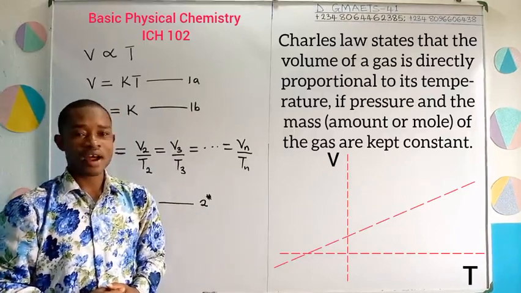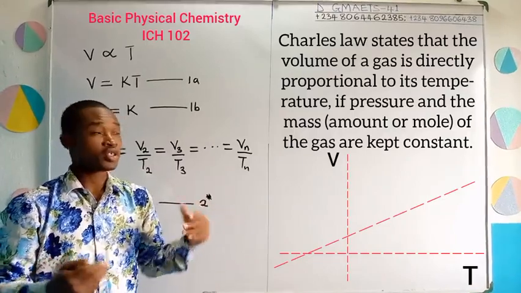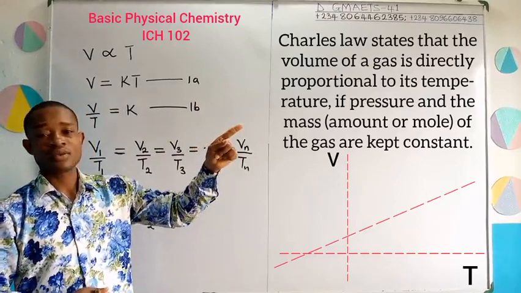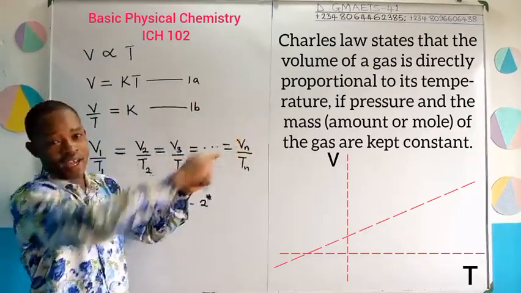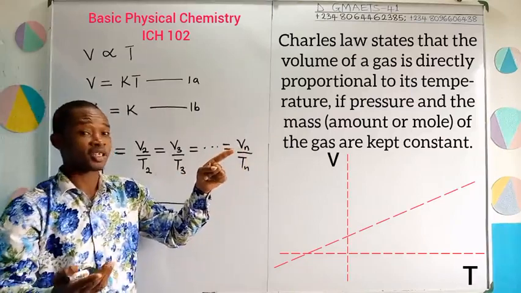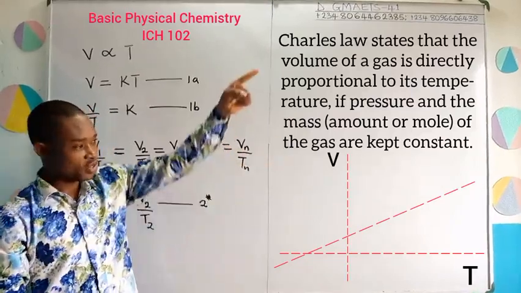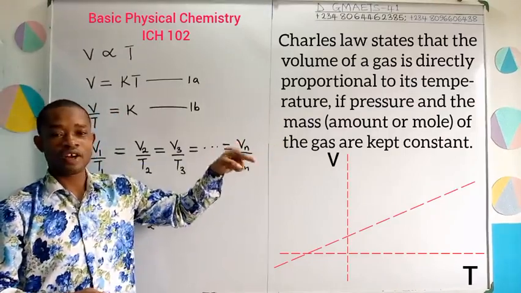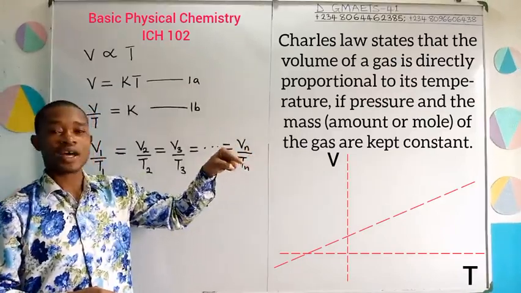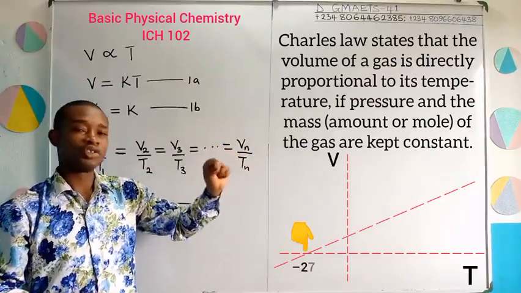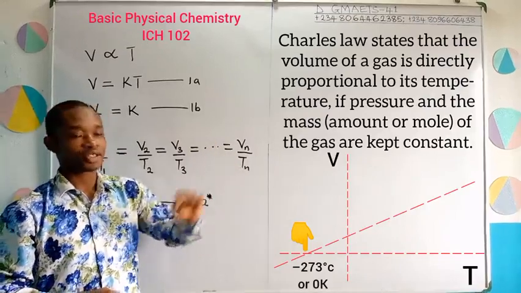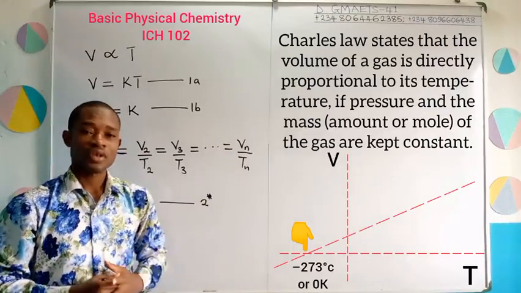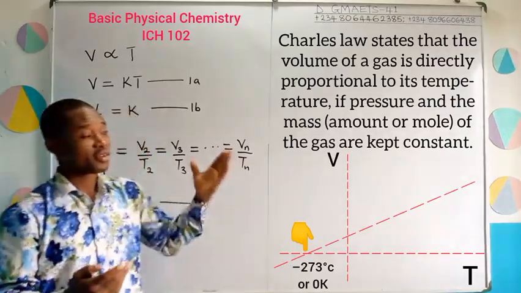But this time around, the graph has an intercept, and I decided to show the intercept on the x-axis. At that intercept, where the straight line graph cuts the x-axis, remember the x-axis represents temperature. So the straight line cuts the temperature axis. You can say that the value of the intercept on the temperature axis is minus 273 degrees Celsius.